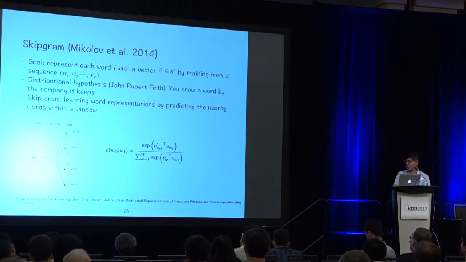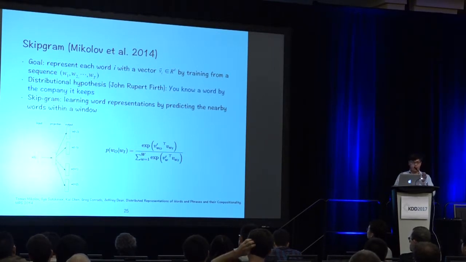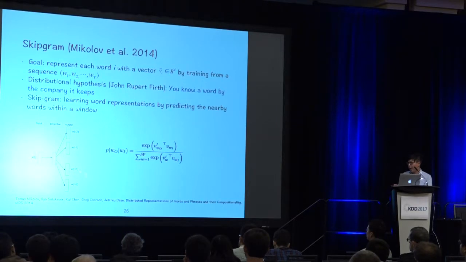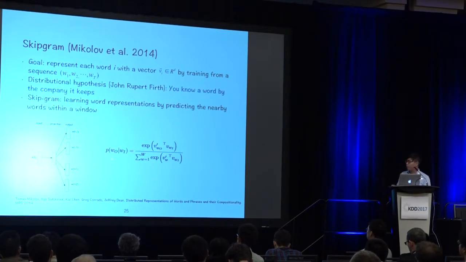Based on this intuition, the skipgram model learns word representations by predicting the nearby words within a window. More specifically, given a window of text where w_t is the center word, we want to predict the nearby words, for example w_{t-1}, w_{t-2}, and also w_{t+1}, w_{t+2}. So we predict the nearby words based on the current word. This prediction is achieved using a probabilistic function defined in terms of the softmax function.